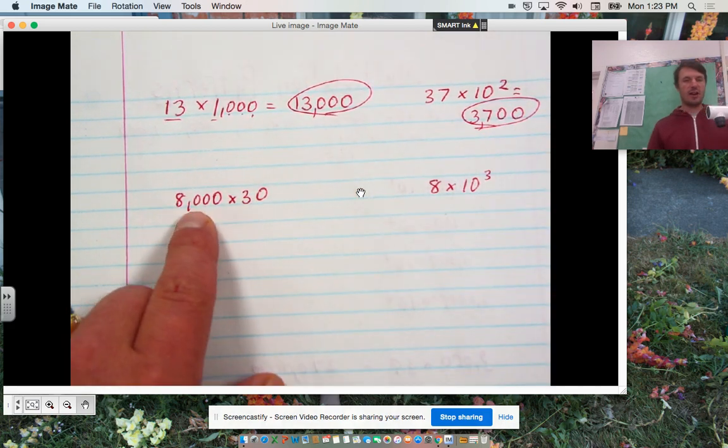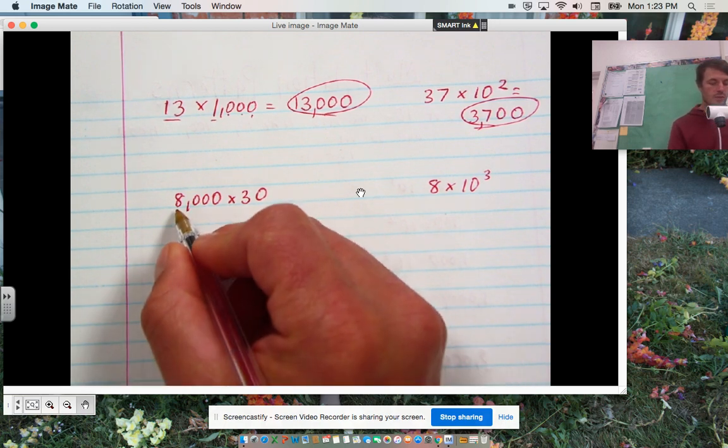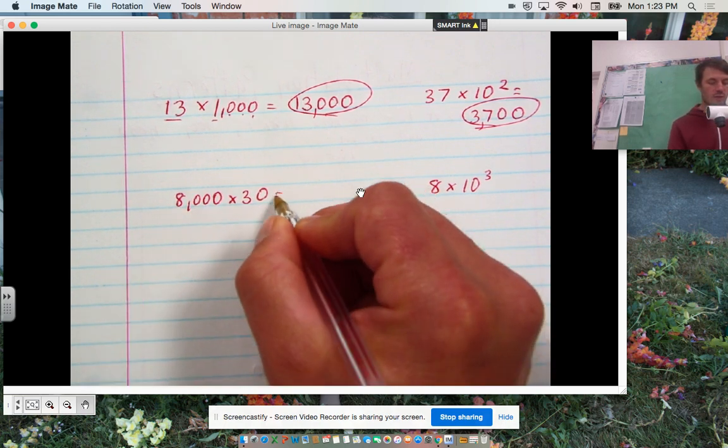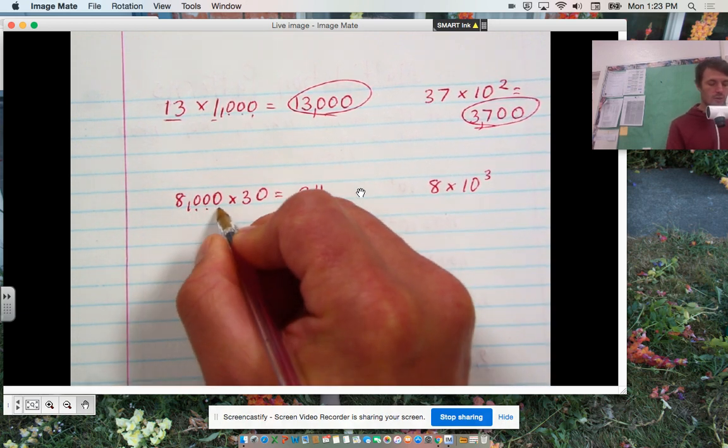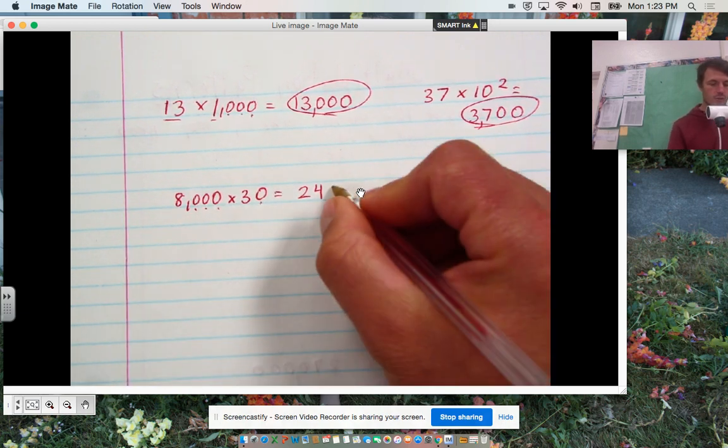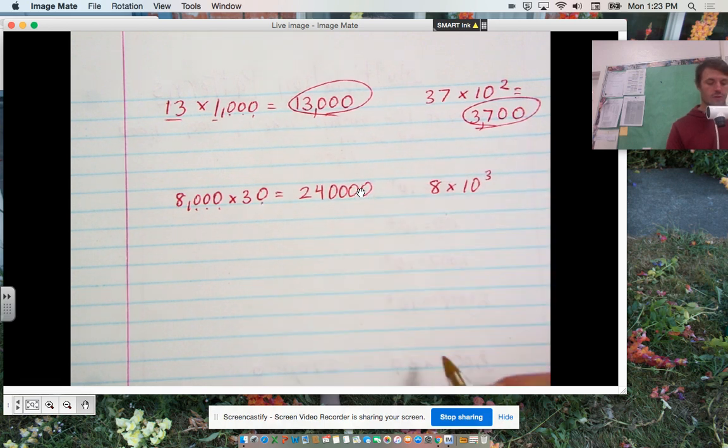Next, we have 8,000 times 30. All we have to do is multiply 8 times 3, get 24, and then count 1, 2, 3, 4 zeros in both factors. 1, 2, 3, 4 zeros in the product, and the answer is 240,000.